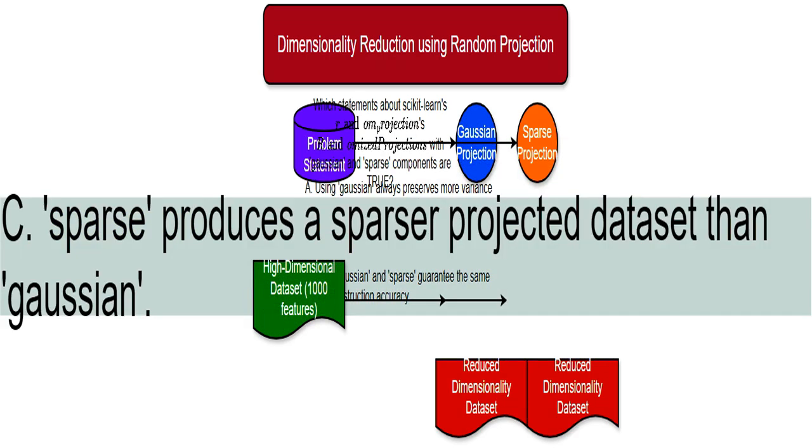This statement suggests that the sparse projection method inherently creates a dataset with more zeros than the Gaussian method. This aligns with the definition of sparsity. Think about it like using a sieve to filter out some data. Sparse projection acts like a finer sieve.